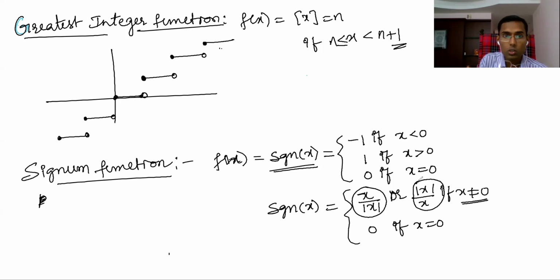If x equal to 0, it is 0 only. If x is not equal to 0, you can take either this or this, both are the same. Okay, what does it mean? I'll explain. Signum function means f of x, we write SGN, signum of x, is minus 1 if x is negative, plus 1 if x is positive, and 0 if x is 0. That's the definition.